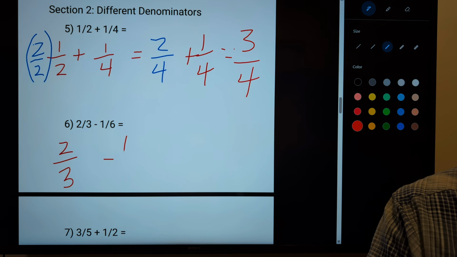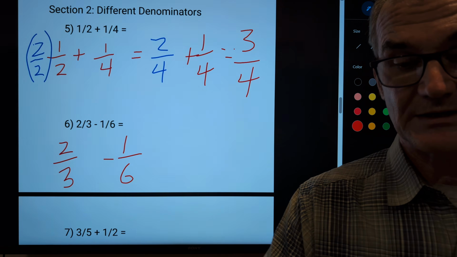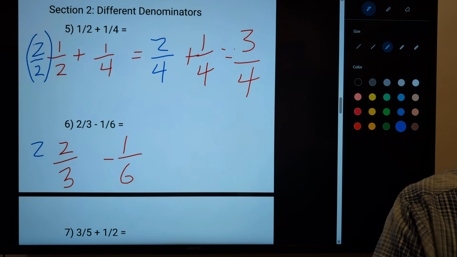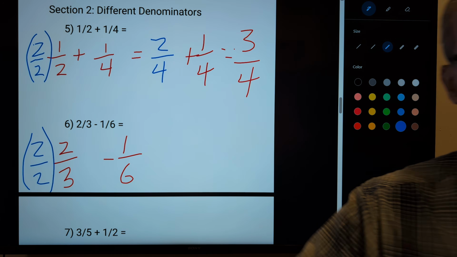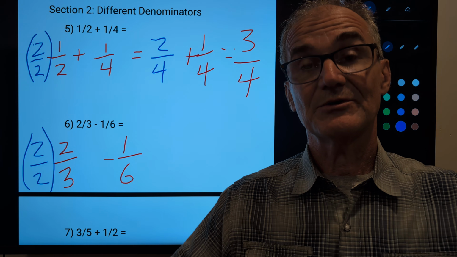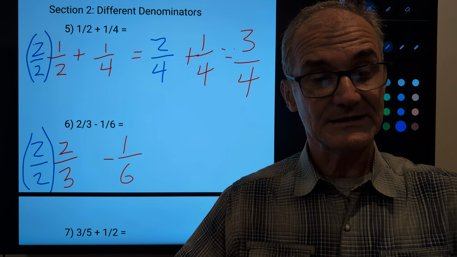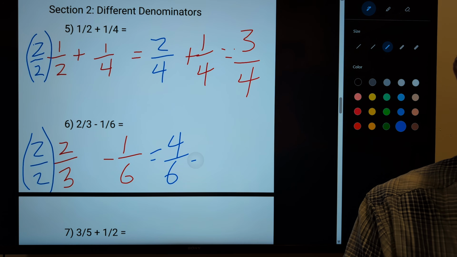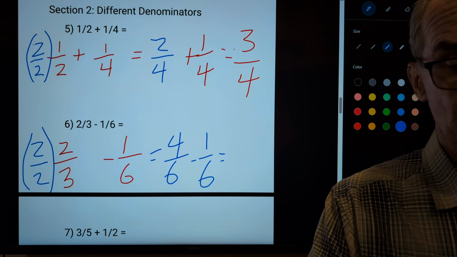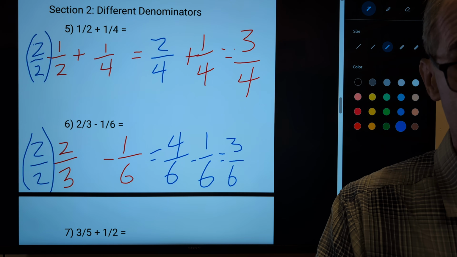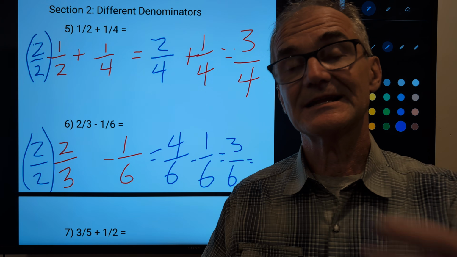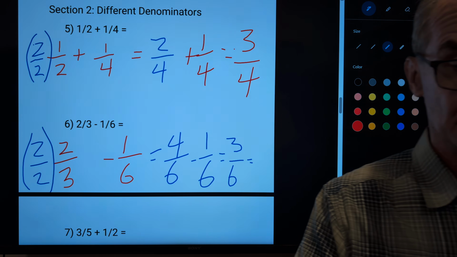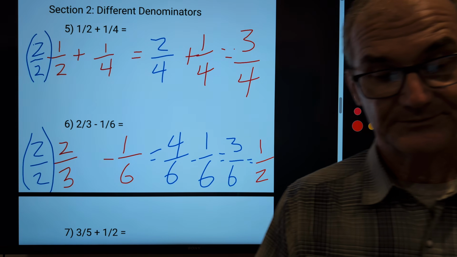Number 6, I have 2/3 minus 1/6. Common denominator here is going to be 6. I'm already there with this one. But here I need to multiply it by 2. I can't just multiply the bottom by 2. It'll change the value of it. So I multiply by 2 over 2, the equivalent of 1. That is going to now give me 4 over 6 minus 1 over 6. 4 minus 1 is 3. Keep that common denominator 6. I'm all done. Then I look to simplify. 3 goes into 3 1 time. 3 goes into 6 2 times, giving me 1/2.